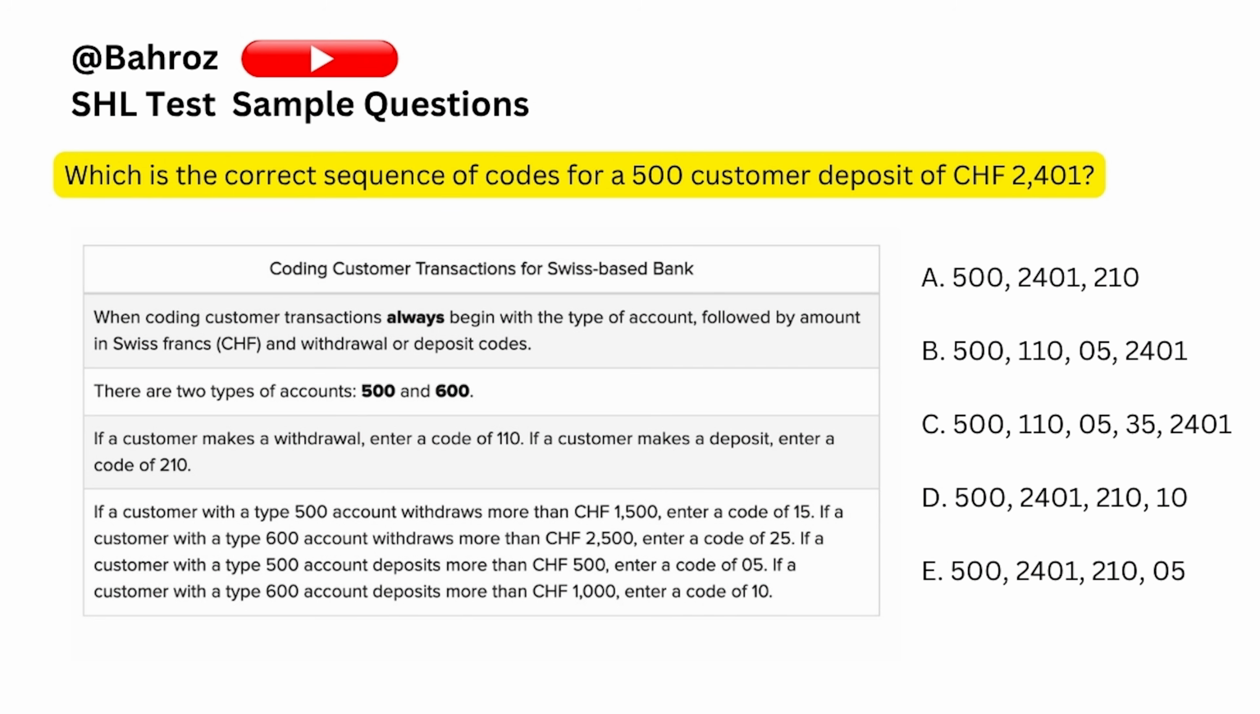We are given this table and we are asked which is the correct sequence of codes for a 500 customer deposit of 2,401 Swiss francs. While we don't have a full key to the code structure here, based on the pattern, the most complete and matching option is E500-2401-21005. This option reflects a complete and properly sequenced coding convention.